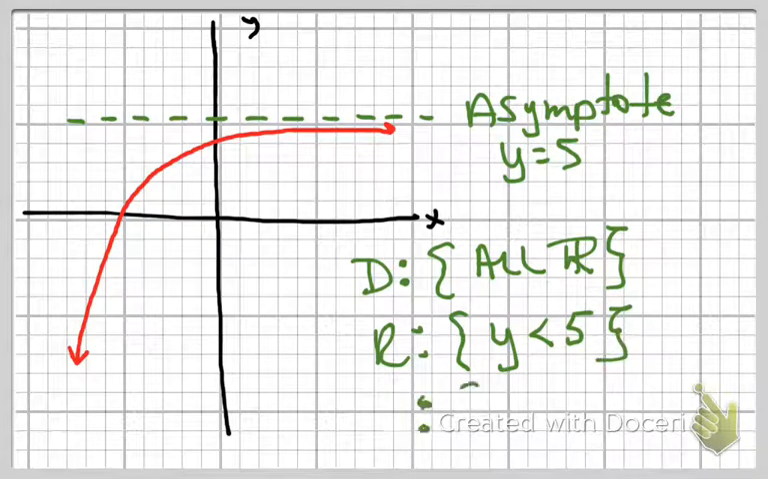Or we could say negative infinity is less than y, which is less than 5. And so 5 is the biggest number that it'll go to. And that's how you do the exponential domain and range.